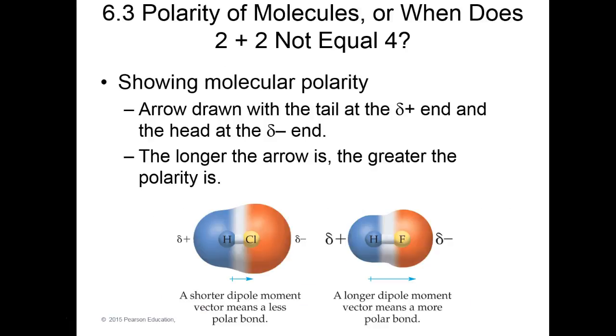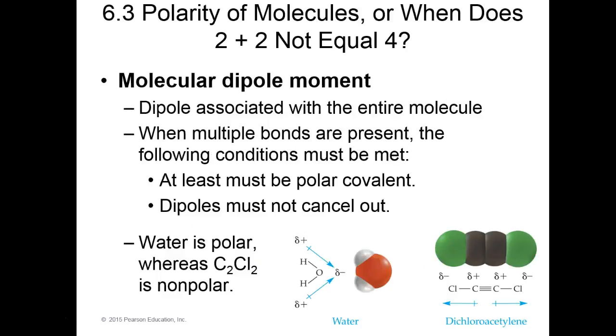So an arrow can be drawn with the tail at the plus end and the head at the minus end. The longer the arrow is, the greater the polarity is. A shorter dipole moment vector means a less polar bond. A longer dipole moment vector means a more polar bond. So molecular dipole moment is associated with the entire molecule. When multiple bonds are present, the following conditions must be met. At least one bond must be polar covalent, and the dipoles must not cancel out. Water is polar, whereas C2Cl2 is nonpolar, as you can see here.